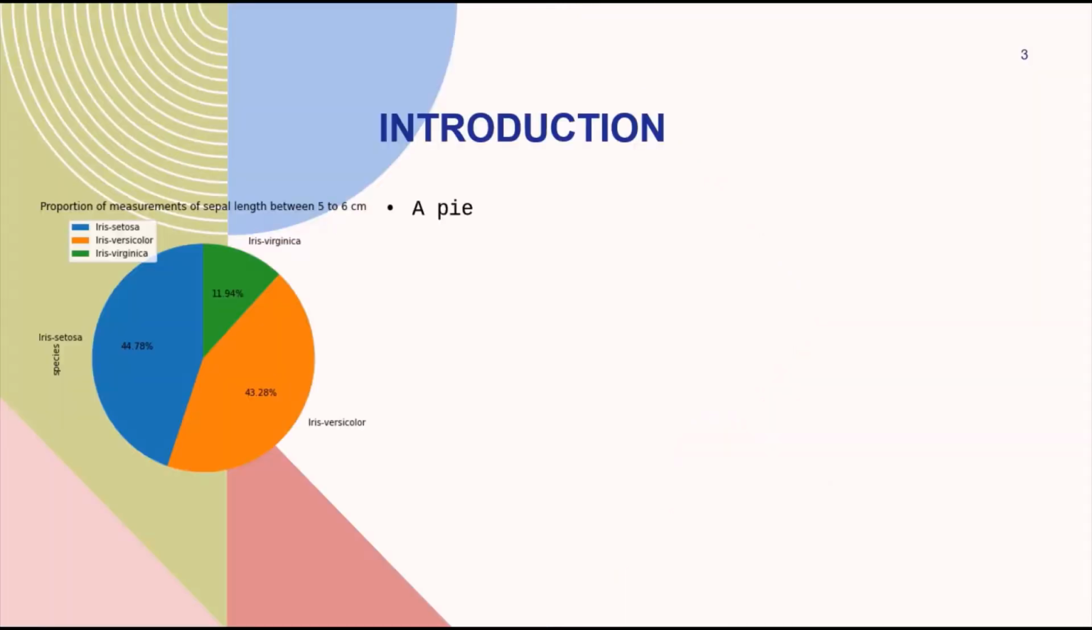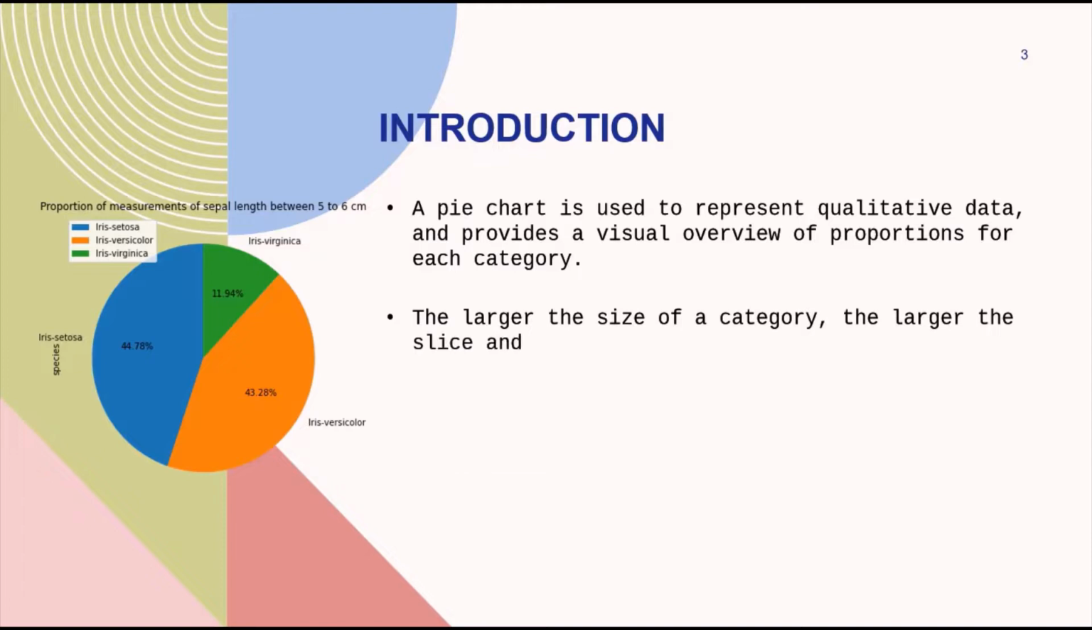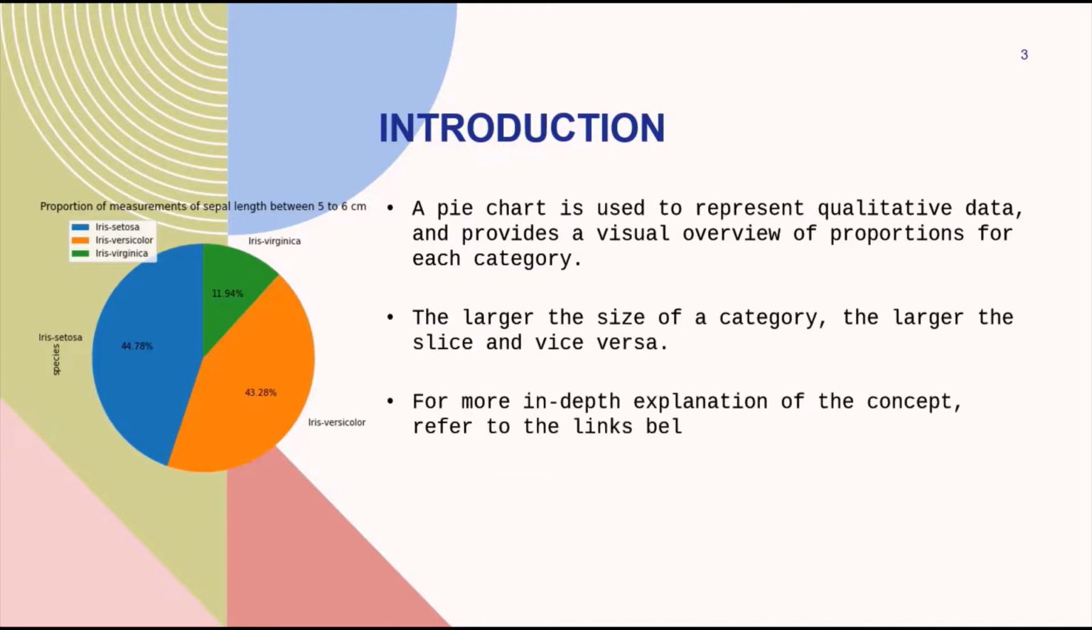A pie chart is used to represent qualitative data and provides a visual overview of proportions for each category. It enables quick comparison of the sizes of each category. For more in-depth explanation of the concept, refer to the links below.